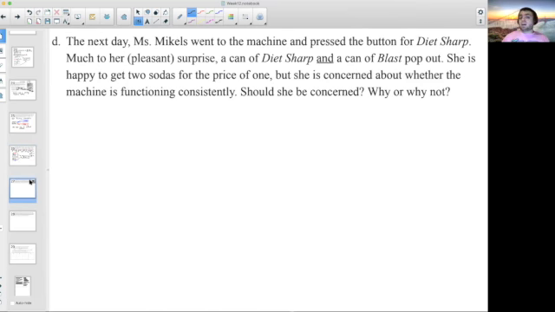All right, so this is scenario 3. The next day, Miss Michaels went to the machine and pressed the button for Diet Sharp. She's more of a soda fan. Much to her pleasant surprise, she gets a can of Diet Sharp and a can of Blast. Now, she is happy to get 2 sodas for the price of 1, but should she be concerned about whether the machine is functioning consistently or not?